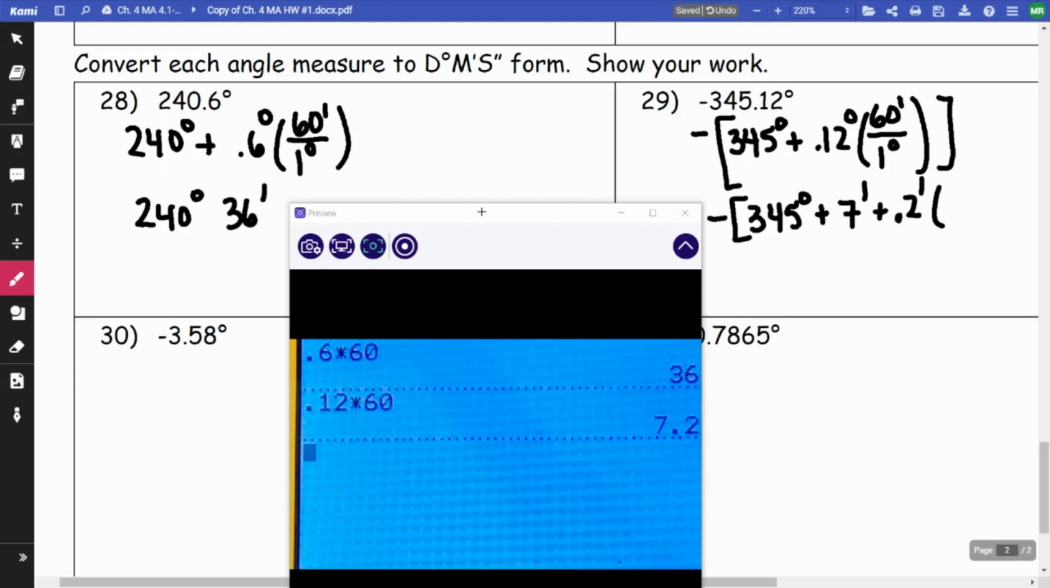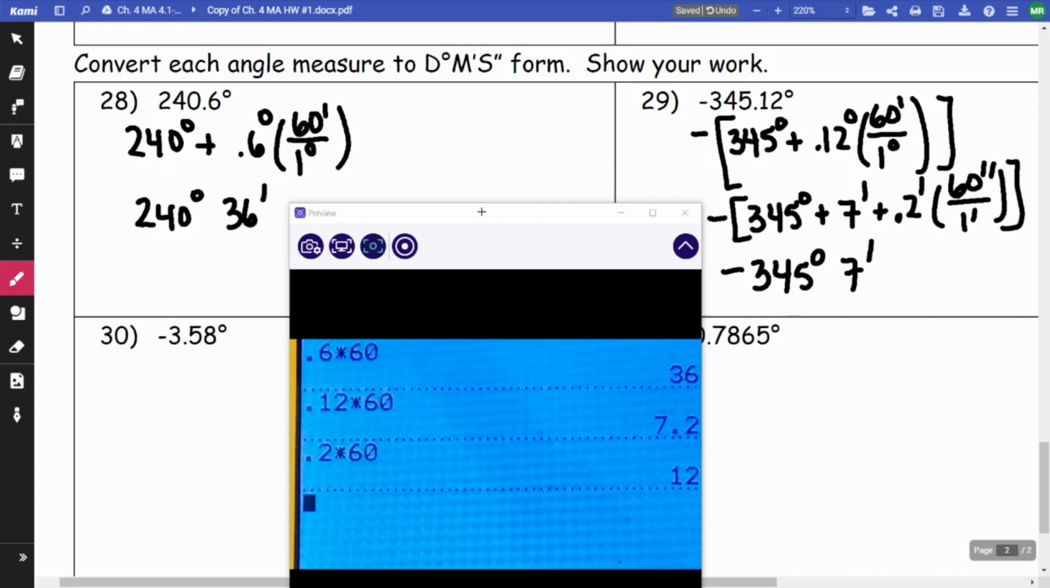And I'm going to times that by, I'm going to change 1 minute into seconds. So 1 minute is equal to 60 seconds. Now my final answer is going to be negative 345 degrees, 7 minutes. And now I'm trying to figure out my seconds. So I'm going to take 0.2 times 60 and I get 12 seconds. And that's my answer.